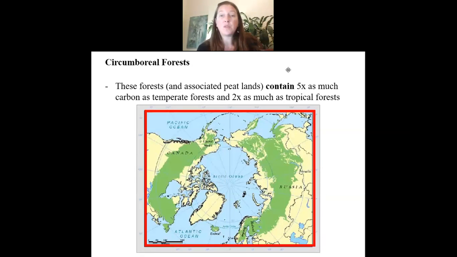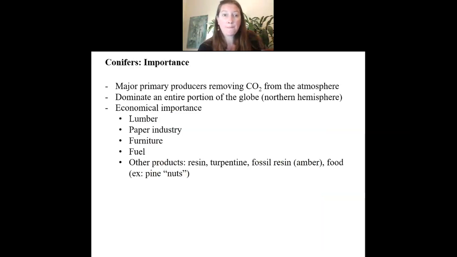So what does this mean? Well, this is such a large amount of plants that the forests and the lands that are adjacent to those forests contain 5 times as much carbon as the temperate forest and 2 times as much carbon as tropical forest. So remember, during photosynthesis, plants absorb carbon dioxide out of the air and turn that carbon dioxide into sugar. And so if the plant is living, that carbon dioxide gas is being taken in and stored as sugar or carbon in the plants. So that's a really important thing for our atmosphere, is these circumboreal forests.